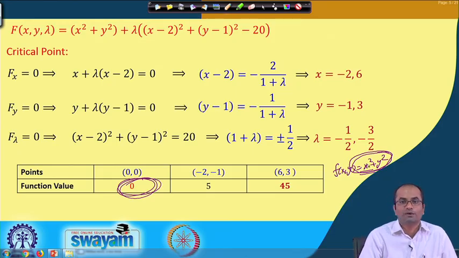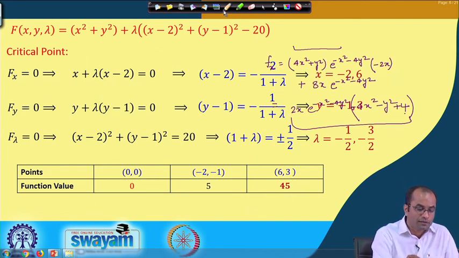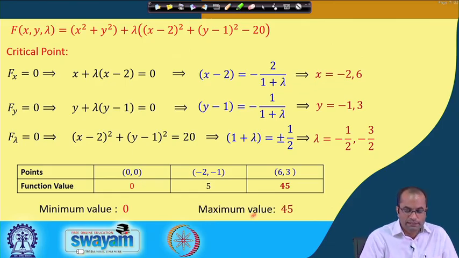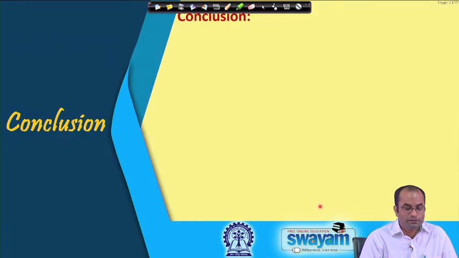The function is x square plus y square. So, the minimum value will be 0, because it has to be greater than or equal to 0. So, the minimum at 0 0 will be 0, and the maximum value is attained at the point 6, 3, and the value of the function is 45. So, we have the minimum value 0 and the maximum value of this problem is 45.